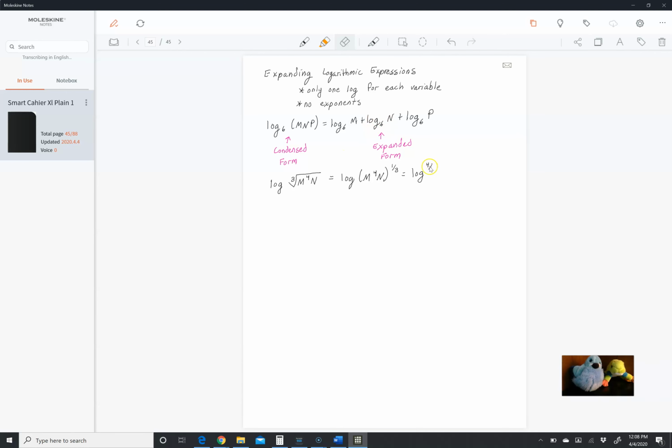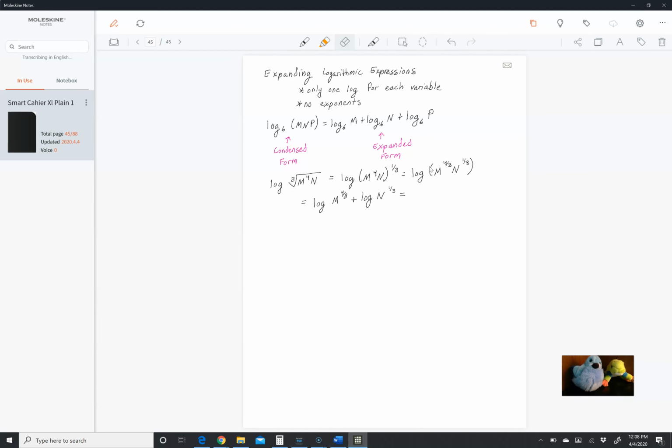I forgot my m. So this becomes m to the 4/3 times n to the 1/3. Well, now we can separate this. We're going to use the product rule. Product rule says this is log of m to the 4/3 plus log of n to the 1/3.